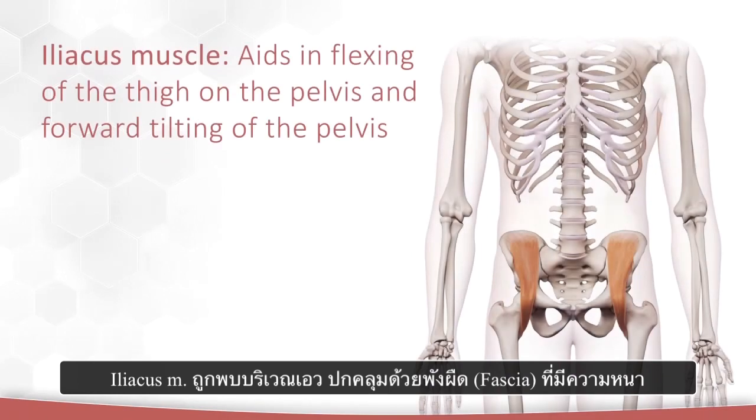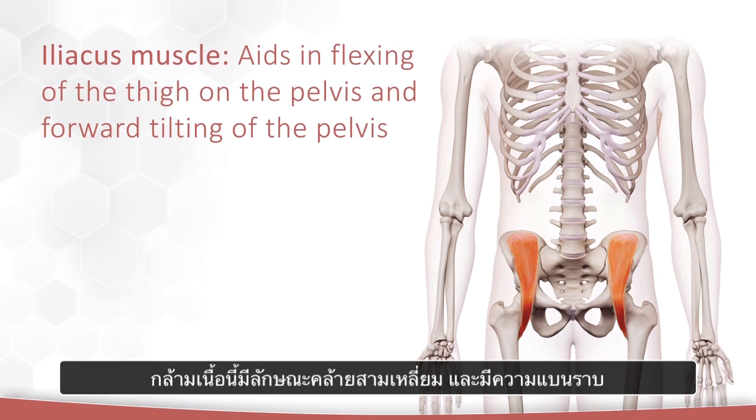The iliacus muscle is found in the lumbar region and is covered in a thick fascia or connective tissue. This muscle is shaped like a triangle, is flat, and an exact fit of the iliac fossa, the curved surface of the largest pelvic bone.